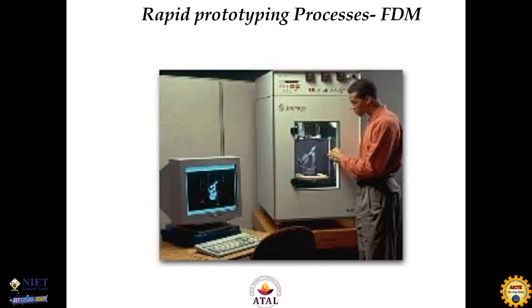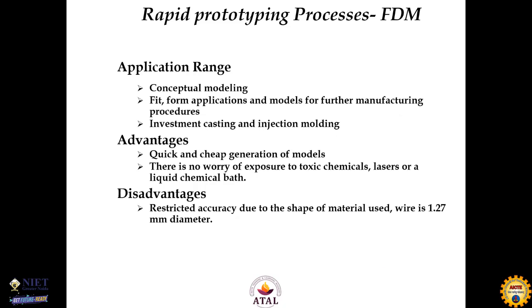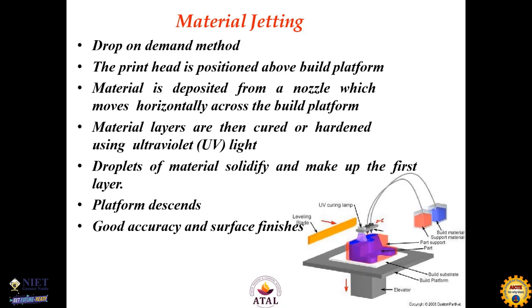This is a commercial FDM machine, as you can see on the screen, connected to a desktop computer. The FDM process application range is conceptual modeling, form-fit applications, and models for further manufacturing processes, investment casting, and injection molding. It is a quick and cheap generation of models. These are advantages: there is no worry of exposure to toxic chemicals, lasers, or a liquid chemical bath. There are disadvantages too, such as restricted accuracy due to the shape of the material used; the wire is around 1.75 mm diameter. Then the next process is called material jetting.